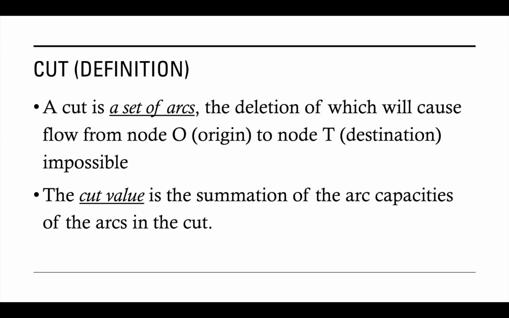Before I discuss the theorem, let me first define what a cut is. A cut is a set of arcs such that the deletion of which will cause flow from node O, the origin, to node T, the destination, impossible. So again, a cut is a set of arcs such that if you remove them, then movement from node O to node T will be impossible. The cut value is just the sum of the arc capacities of the arcs in the cut.